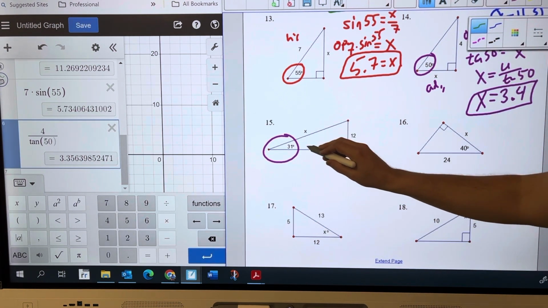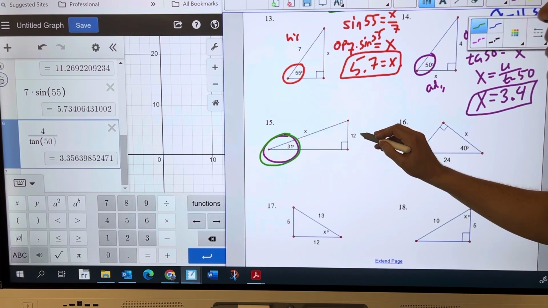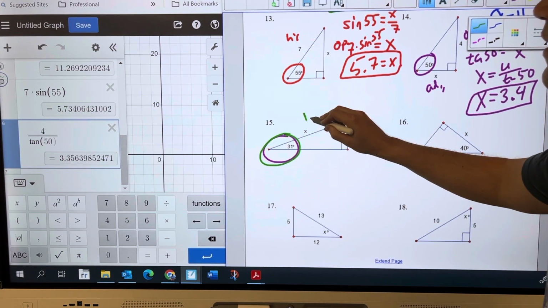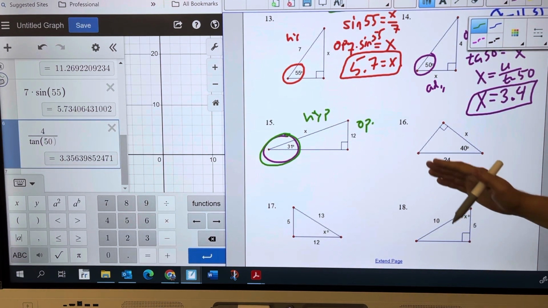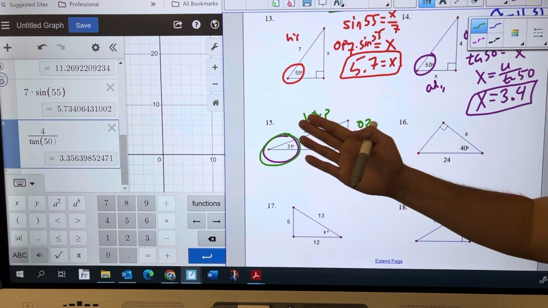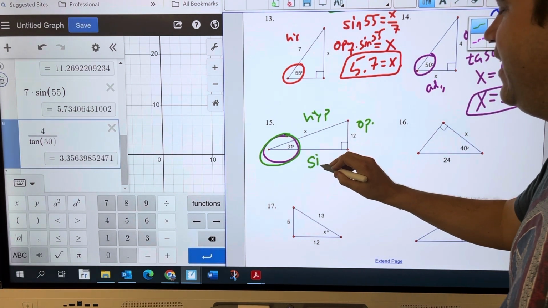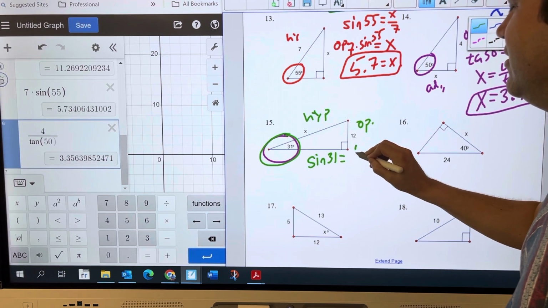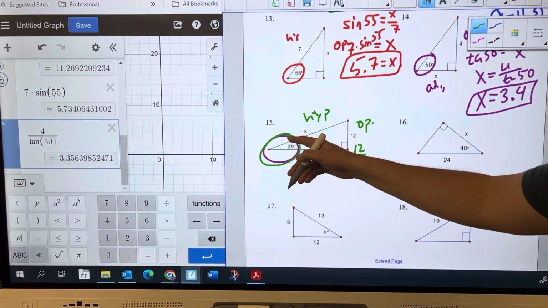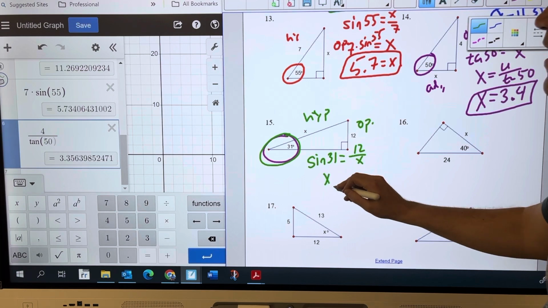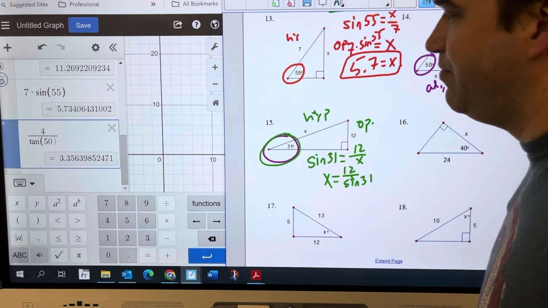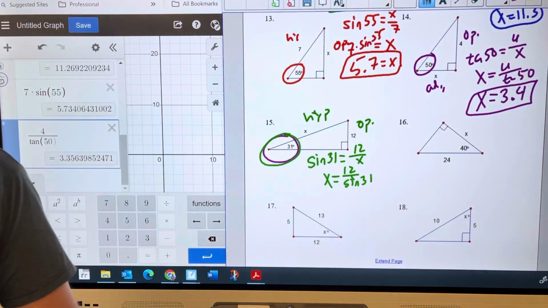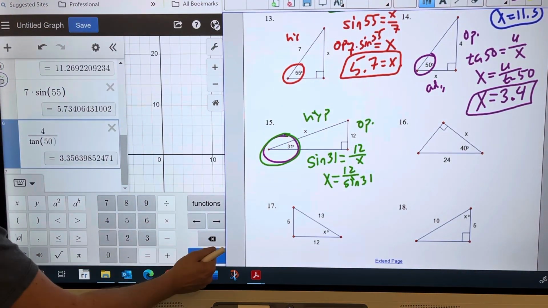All right, focusing on 31, we've got our opposite and our hypotenuse. Since the opposite and hypotenuse, sine of 31 equals 12 over x, multiply by x, divide by sine 31, x equals 12 divided by sine 31. We want to make sure that we are not rounding too soon.